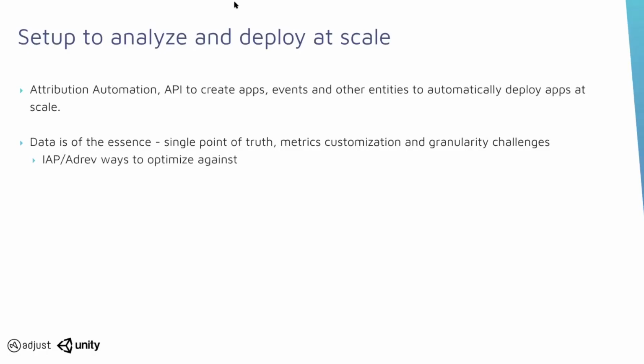Okay, setting yourself up for success. That's definitely essential for anyone who is going to go after automation strategies in mobile user acquisition. So it all starts with a setup that is the best to analyze and deploy at scale. And that starts with an attribution solution that gives you APIs to create apps, events, and other entities to automatically deploy apps at scale. So you can actually be able to scale when you really need to. And the second step is data. So you need to have a single point of truth where all your custom metrics are available at the required levels of granularity. And that needs to account for both in-app revenue and ad revenue.